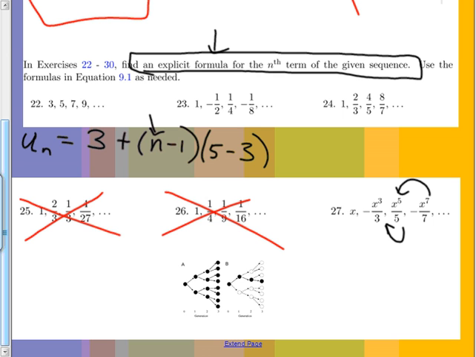Looking at that problem, is it adding the same thing each time? Number 27? No, and therefore it is not arithmetic, and therefore it must be geometric.